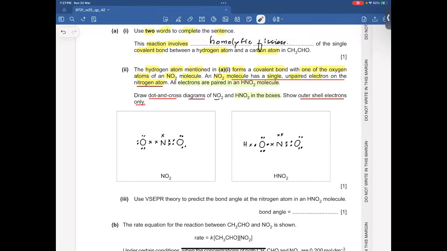So remember, in the HNO2 molecule, oxygen and hydrogen have a single bond. Oxygen and nitrogen have a single bond also, but nitrogen and oxygen also have a double bond. So that's the structure of the HNO2 molecule, and that's the structure of NO2, and that's the structure of HNO2. Okay, I hope it makes sense to you.